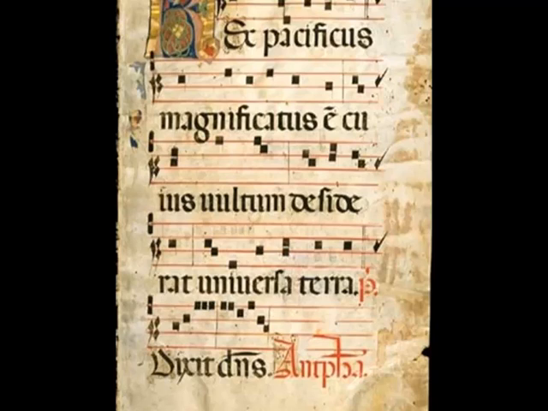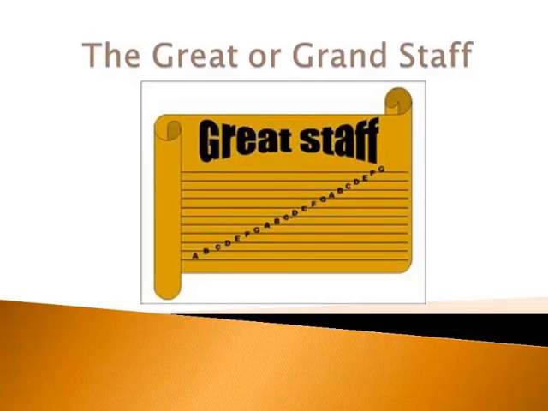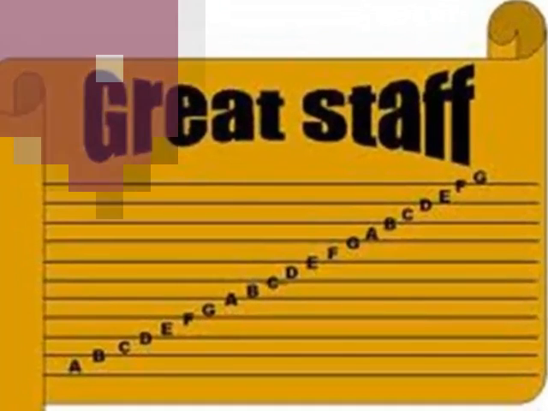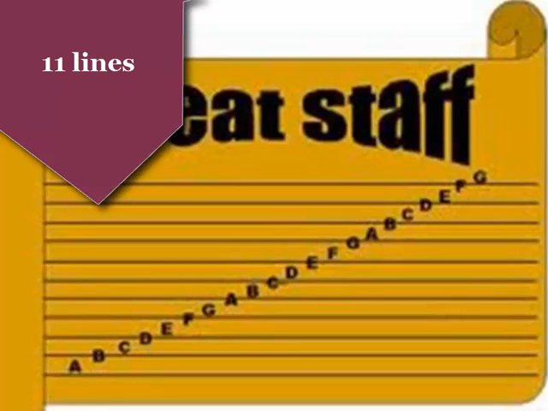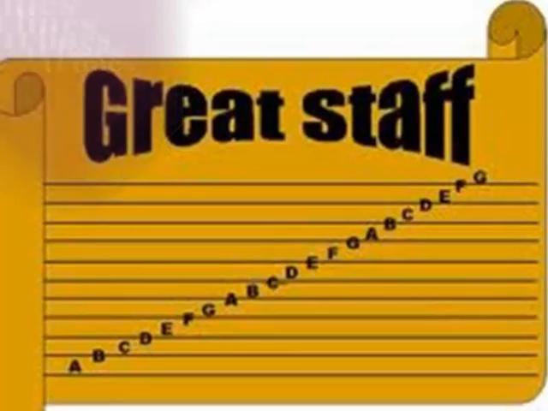Over time, it became more and more important for us to have more lines to more accurately be able to say what the pitch was. And that's where we came up with the grand staff. When you look at the grand staff, it was also called, or can be called, the great staff. There are a lot of lines here. As a matter of fact, there are 11 lines. This is a huge improvement from our 4 lines.